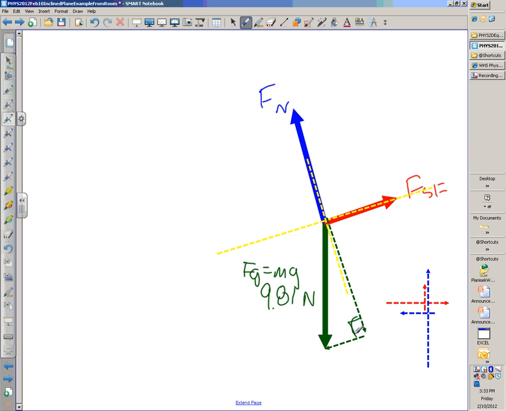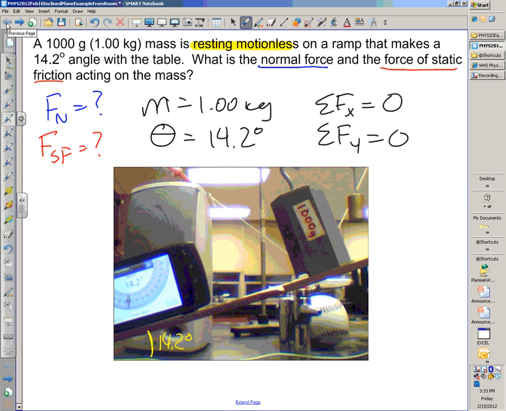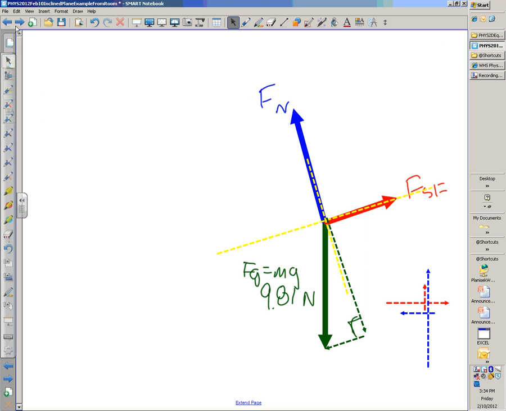Remember, I told you before that if we go back to this original picture, the angle between the ground and the ramp, which we measured to be 14.2 degrees, is exactly the same angle as this angle right there, the angle between the gravitational force and the tilted y-axis. So we'll label that theta as 14.2 degrees. Now we have a right triangle where we know the hypotenuse, we know one of the angles, and we can go ahead and find the other sides.